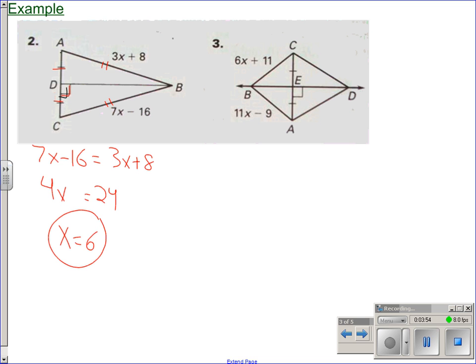All right, the next question, number 3 here. We don't really know anything about BA and BC, but point B is on that perpendicular bisector. Okay, we got perpendicular here, we got those two segments equal, CE and AE. So this line, BE or BD, whatever you want to call it, it's a perpendicular bisector. It's going through the midpoint of CA and it's perpendicular. So the same setup. 6x plus 11 equals 11x minus 9, and you can solve it the same way.